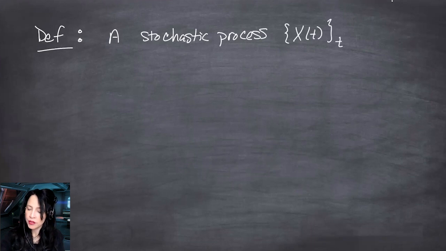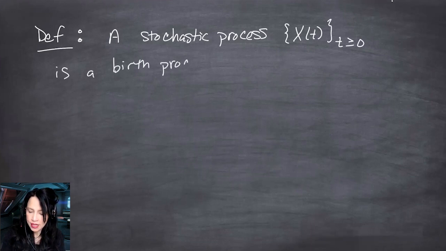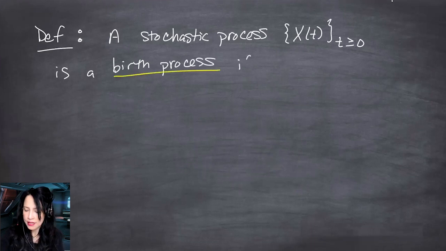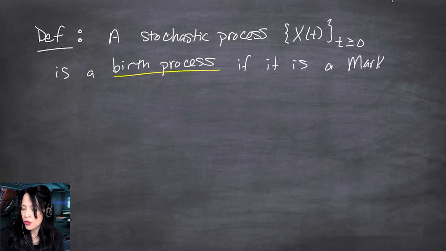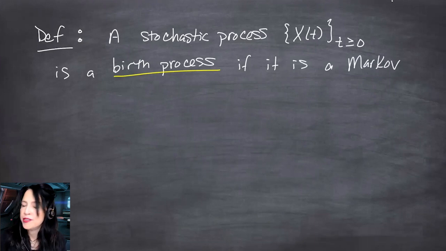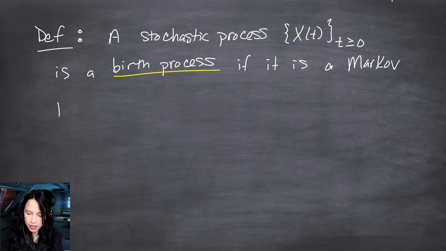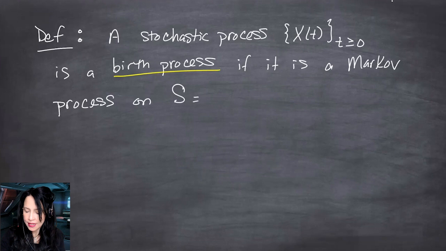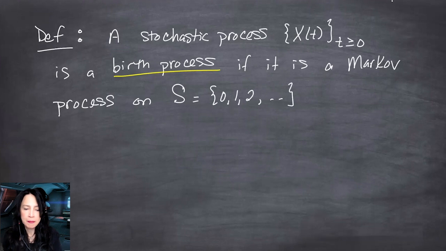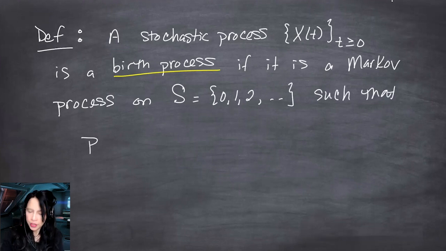So this collection for all continuous t greater than 0 is a so-called birth process if it is a Markov process. So I'm not getting Markovness out of my definition here. This is actually part of the definition. We haven't done that before. On the state space S, consisting of all non-negative integers, again, you're thinking of it as a population size, such that we're going to use the little o of h stuff.